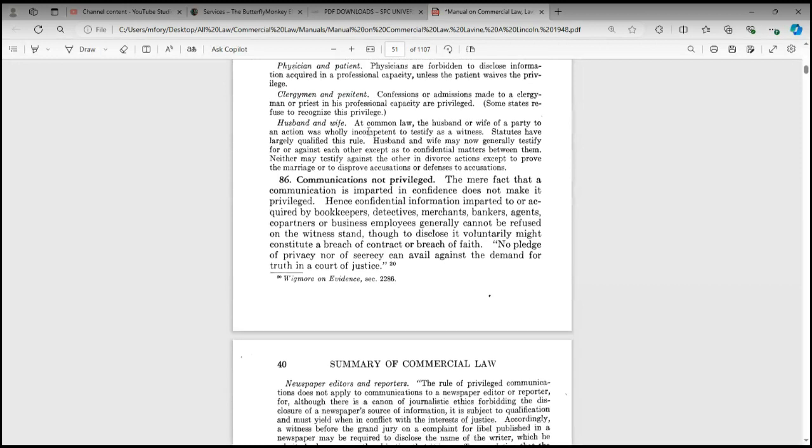Husband and wife. At common law, the husband or wife of a party to an action was wholly incompetent to testify as a witness. Statutes have largely qualified this rule. Husband and wife may now generally testify for or against each other, except as to confidential matters between them.